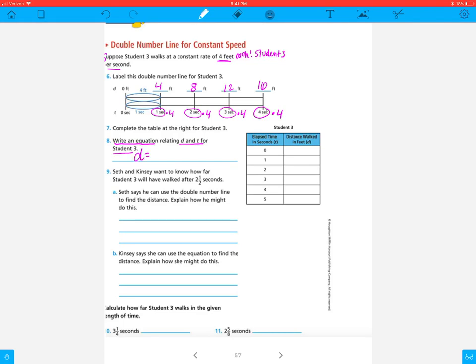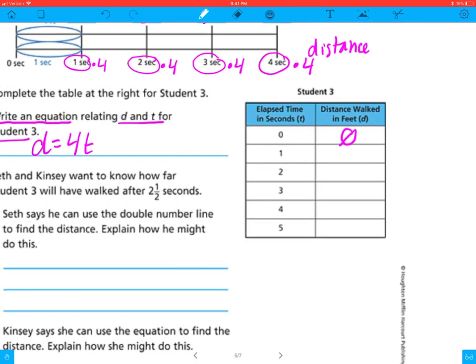So how would I write this? My distance is equal to 4t. So 4 multiplied by t, just like I did at the bottom there. My distance and my time, they are related. And when I multiply my time by 4, I get my distance.